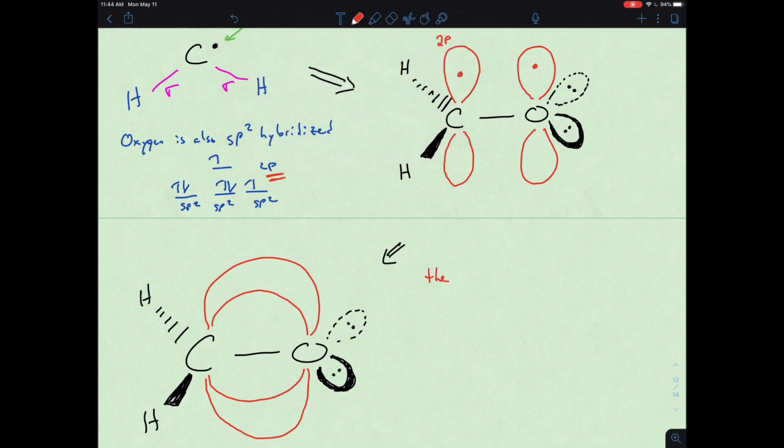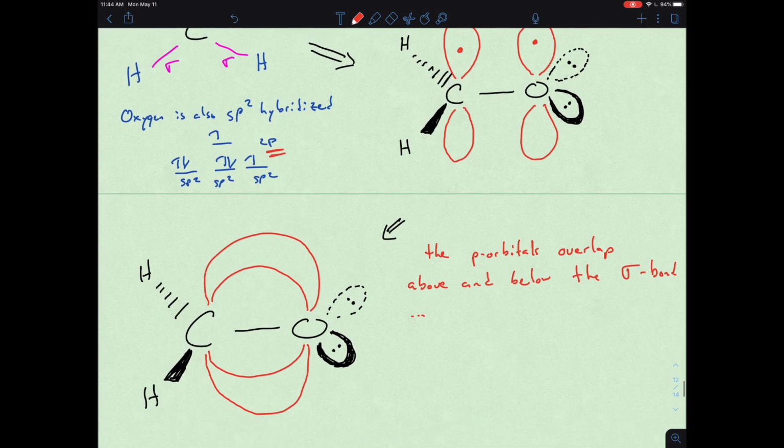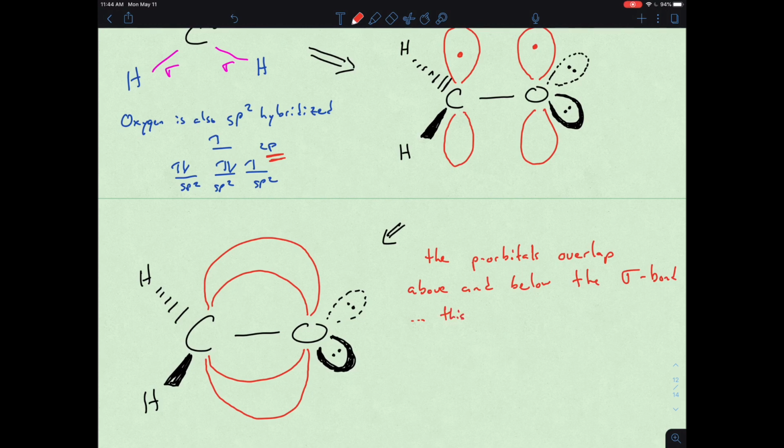So the p orbitals overlap above and below the sigma bond. This makes sense if we think about it. There's already 2 electrons in between the carbon and the oxygen.